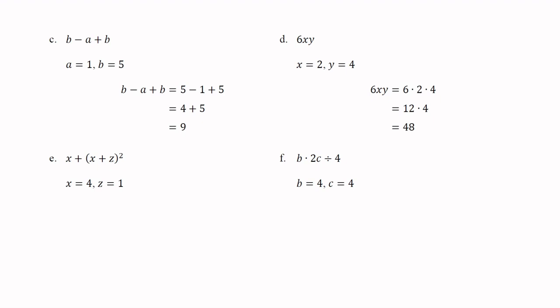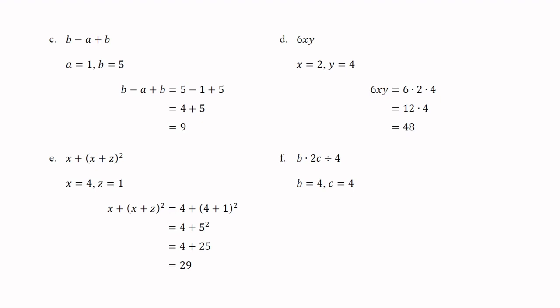In E, we're told that x is 4 and z is 1. So substitute everything in. Start with our parentheses. 4 plus 1 gives us 5. Now we're going to do powers. 5 squared is 25. And then we add 25 and 4 together to make 29.